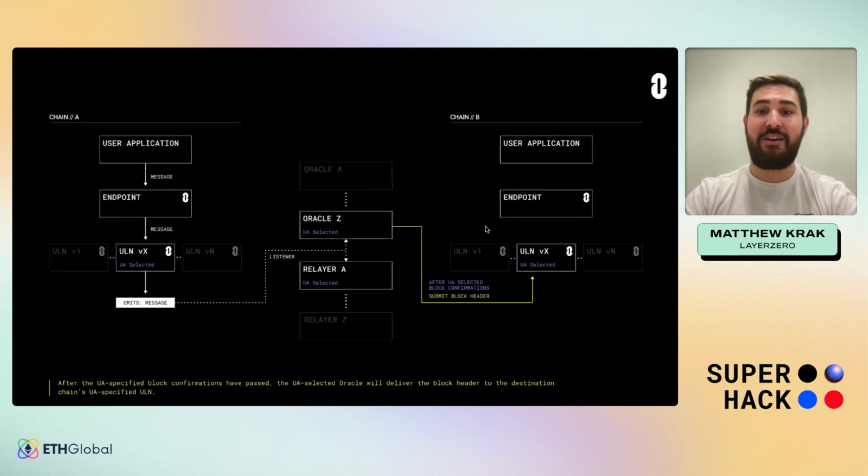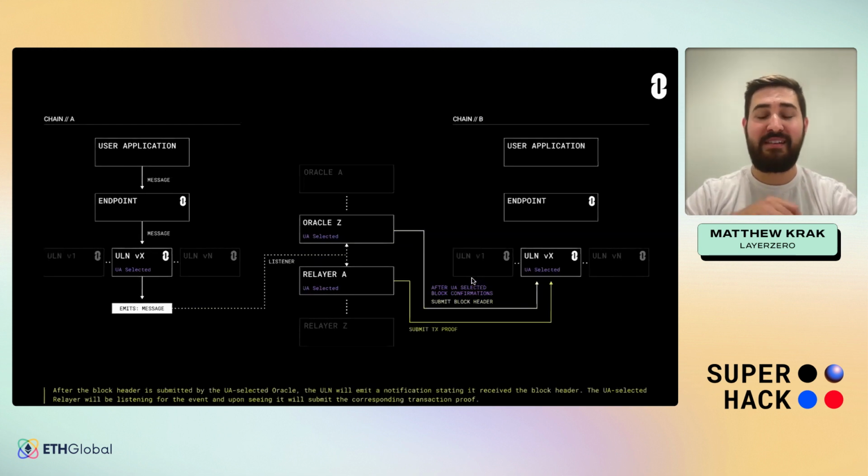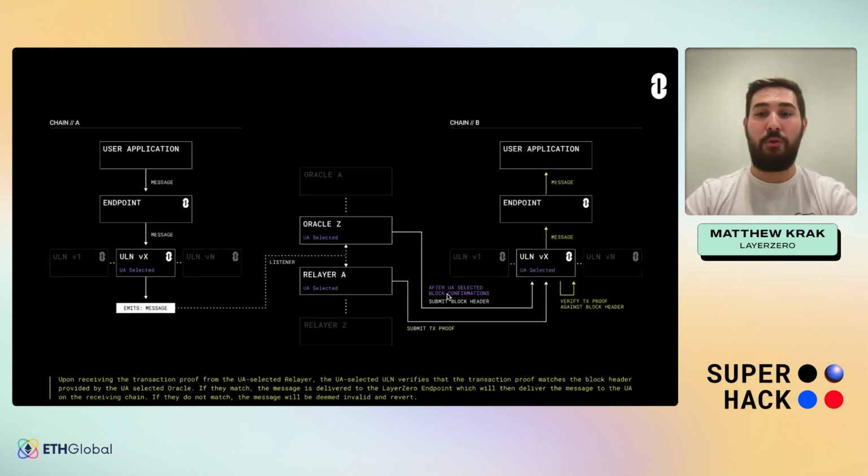From there, on our destination side, that message is picked up. We confirm independently from both the Oracle and the Relayer, both a block header and a proof confirmation that basically ensures that the data has not been changed intermittently while it's being sent, before finally forwarding that message to our endpoint and our user application.